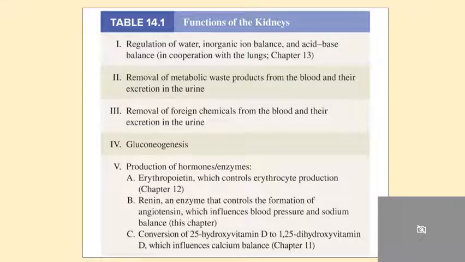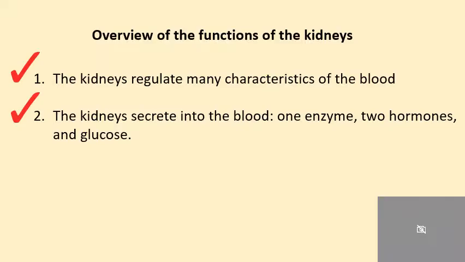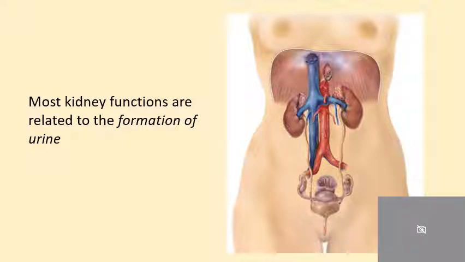This is a table summarizing what I just went through with you. This table comes from your textbook. Okay, so that concludes our overview of the function of the kidneys. And we will spend the rest of our time here in part 1 talking about the basics of urine formation. How do the kidneys filter blood and take waste products and incorporate them into urine?